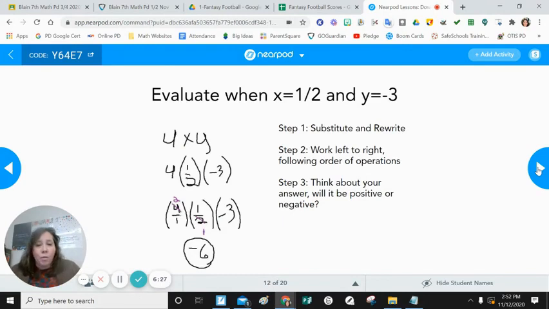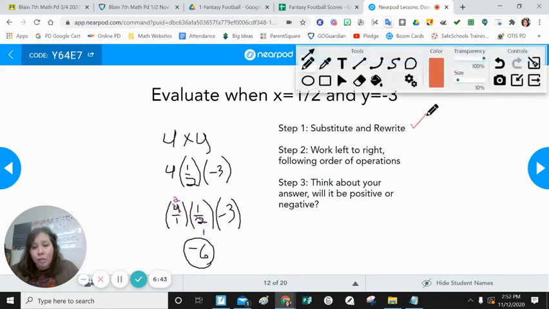So we're going to look at some other problems where we're substituting. We're plugging in a 1/2 for x and a negative 3 for y. And each time we substitute, we're going to follow our steps. We're going to substitute and rewrite our problem. We're going to work left to right following order of operations. And then we're going to think about our answer. Should our answer be a positive number, a negative number? Should it be a whole number or a fraction? And as we work through our problem, we get to our solution.